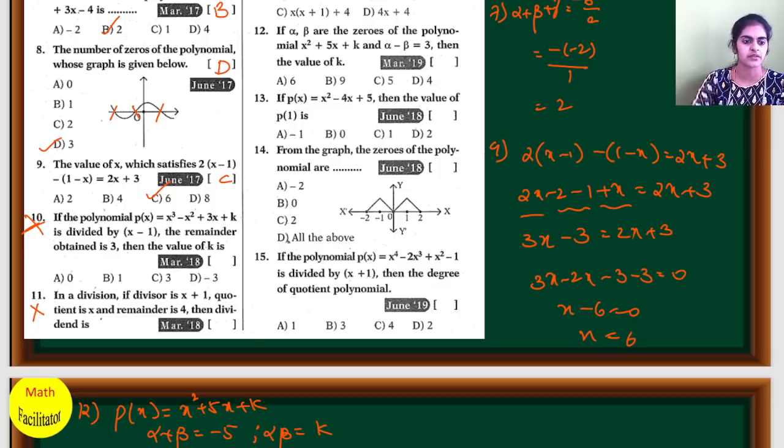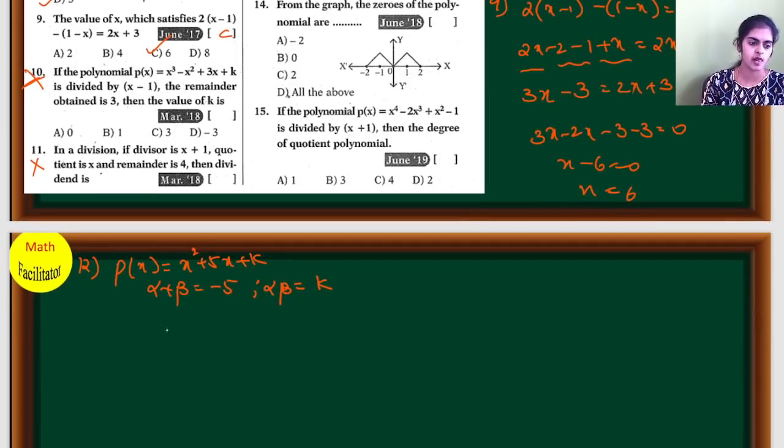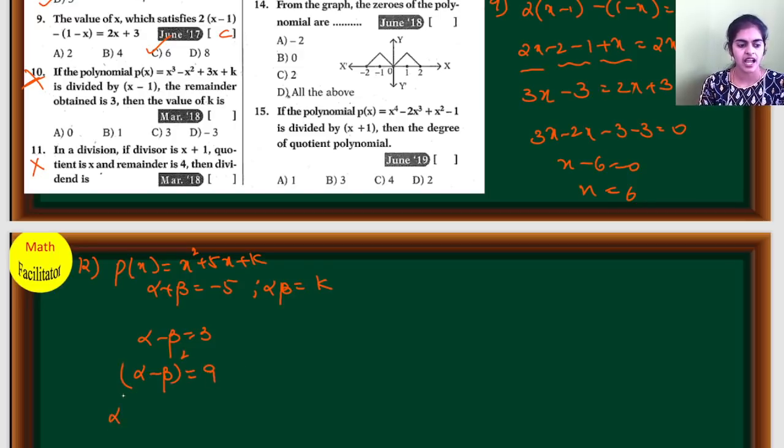K by 1 is k. Now it is given alpha minus beta is 3. You need to find the k value. Let us square it. So alpha minus beta whole square will be how much? 9. Alpha square plus beta square minus 2 alpha beta will be equal to 9.